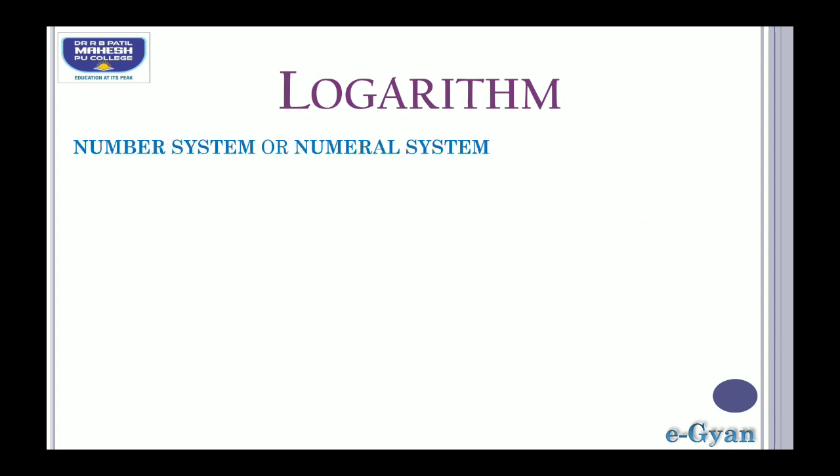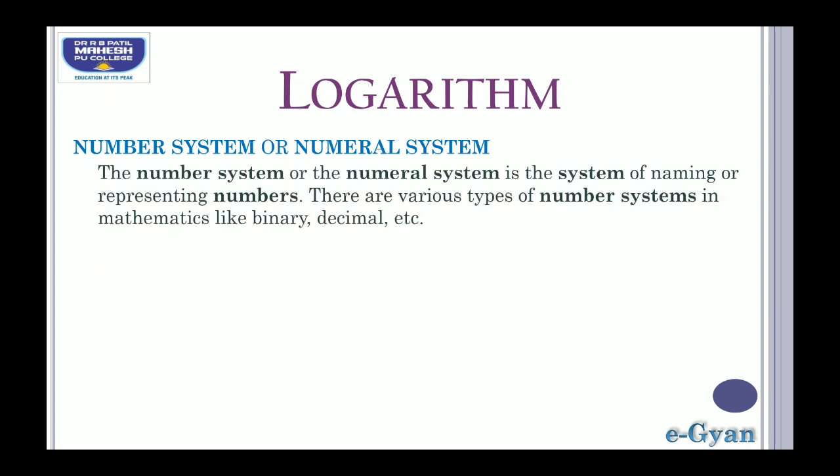We know that the number system is very much essential to work in mathematics. What is a number system or a numerical system? It is a system of naming or representing numbers. There are various types of number systems in mathematics, like binary, decimal, etc. Let us see some of the number systems.